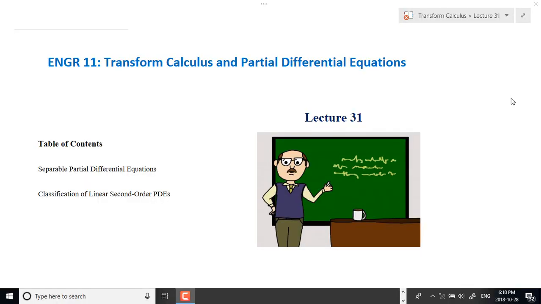Hello guys, we want to start chapter 13, so lecture 31. In this chapter, we're going to talk about partial differential equations. In this lecture, at first I talk about separable partial differential equations, and then I talk about classification of linear second order partial differential equations, or PDEs.